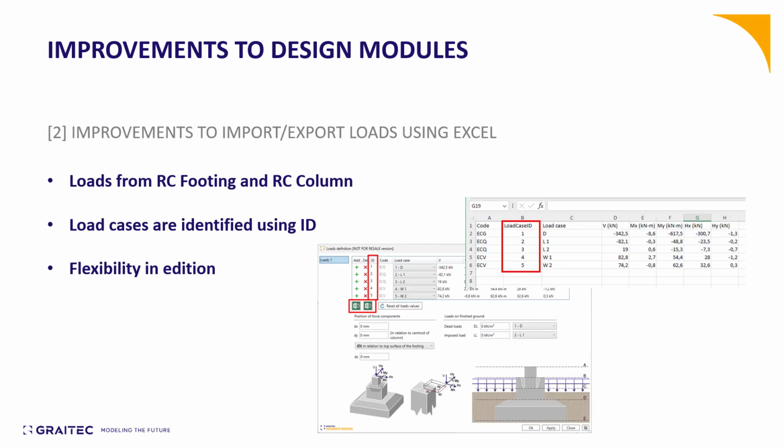The next improvement is related to the RC footing and RC column modules, and it's related to transferring load cases to Excel spreadsheets. Now the data transfer is intelligent and based on the case ID numbers. Thanks to the identification of load cases by the ID number, we have complete freedom to edit values on the Excel side. We can delete or add new cases without thinking about the order of the rows. And then we can just import values and cases back without any problems.